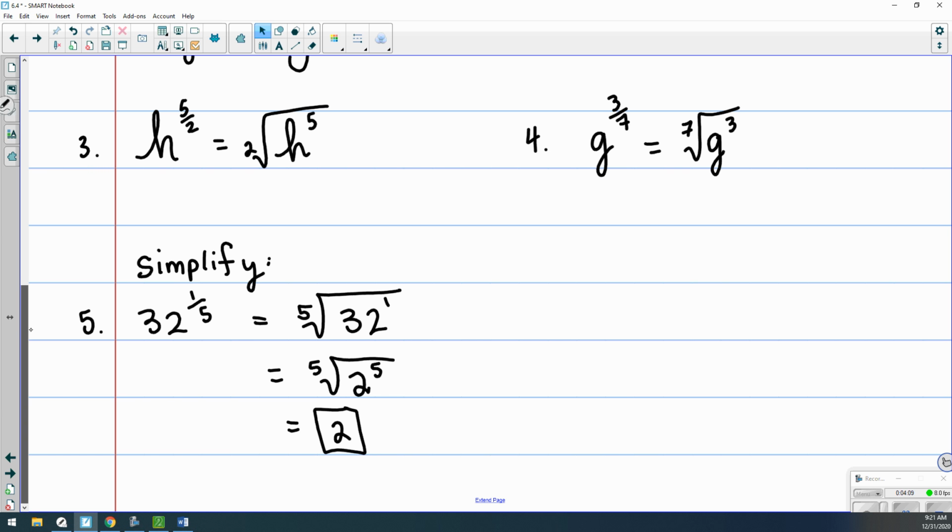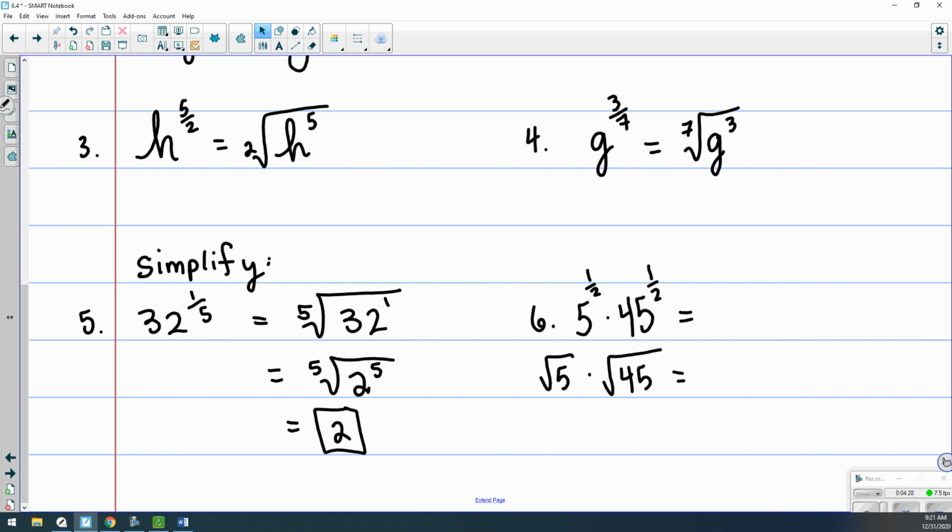Another one. Let's try this next one. We're going to take a look at 5 to the 1/2 times 45 to the 1/2 power. Okay, so what does the 1/2 power mean? It means a square root. So I'm going to think of this as the square root of 5 times the square root of 45. Remember from a previous section that as long as you have the same root, you can multiply the innies.